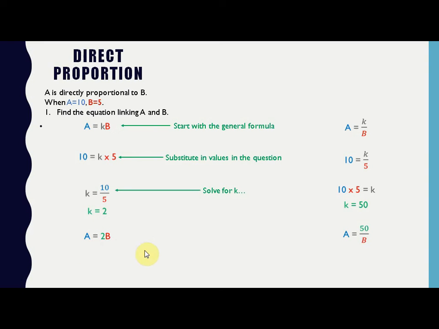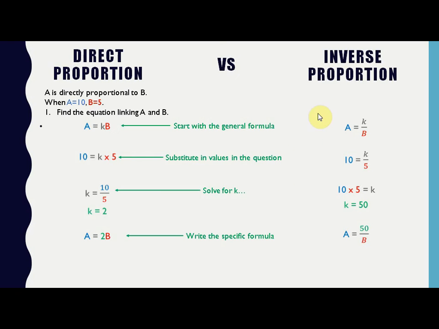Now move on. How can we solve the inversely proportional and calculate the value of K? On the right side we have the inversely proportional example. The question is: A is inversely proportional to B. When A is 10, B is 5, the values are the same. Now find the equation linking A and B. First of all we start with the general formula: A equals K divided by B.